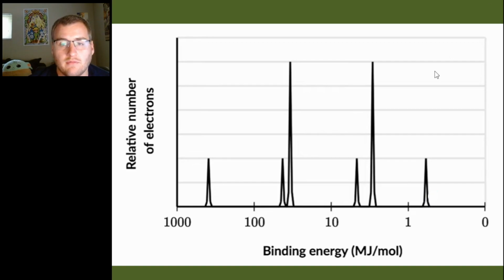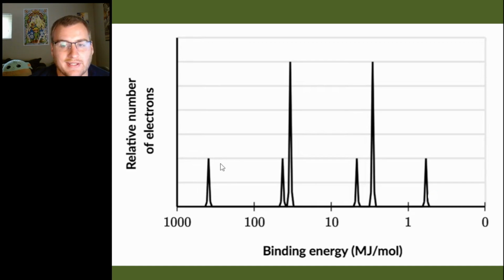Here's what a graph of a photoelectron spectrum looks like. You have all these different peaks. On the y-axis, you have relative number of electrons. So the height of the peak tells you how many electrons you have. This one has some little dashes here to kind of help us.